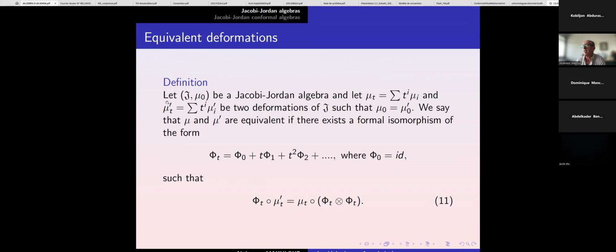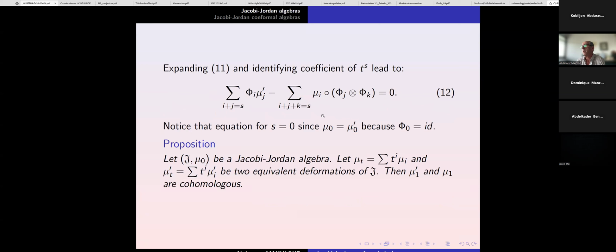Now we can discuss the equivalence between two deformations. We say that we have equivalence between two deformations, mu prime t and mu t, if there exists a formal isomorphism of this form, where phi 0 is the identity, such that we have this condition satisfied. This can be expanded and developed, and then we identify the coefficients. For s equals 0, since phi 0 is the identity, it leads to mu 0 equals mu 0 prime, which is the same original operation.